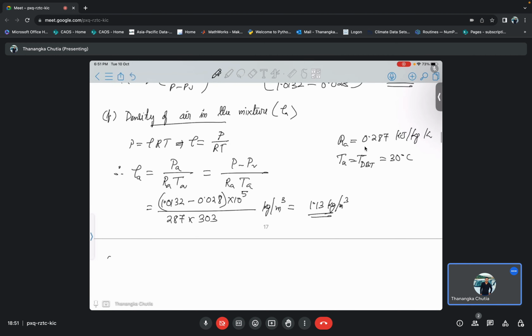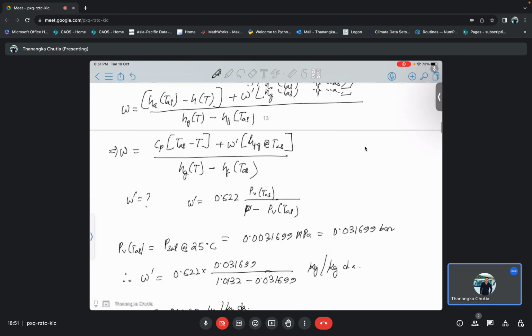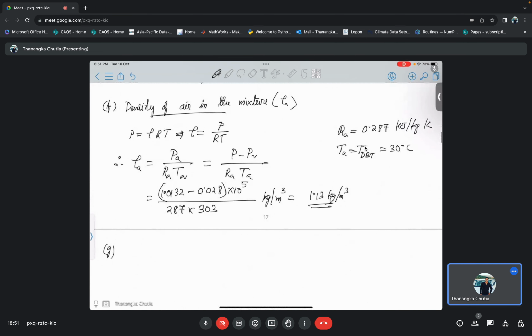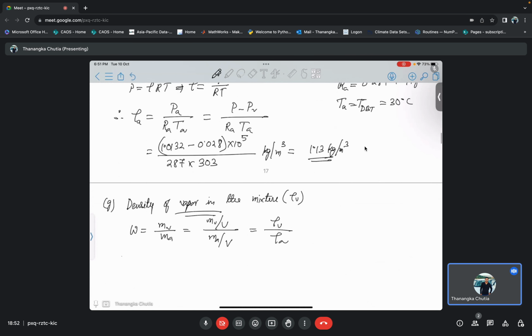Okay, next is what? Density of vapor in the mixture. We can go by the same way also, by writing the ideal gas equation for the vapor, or what we can do is that we know W is equal to mv divided by ma. Now this one I can write as (mv by V) divided by (ma by V). So that means this is nothing but rho v divided by rho a. So therefore rho v is equal to W into rho a.